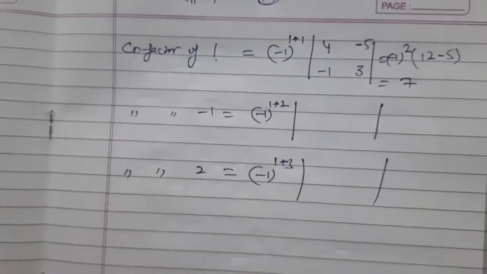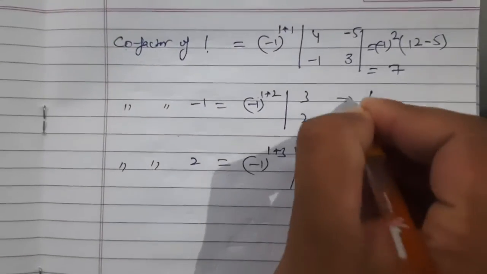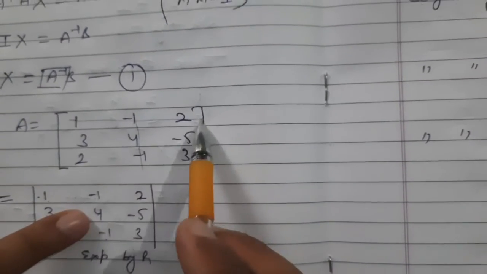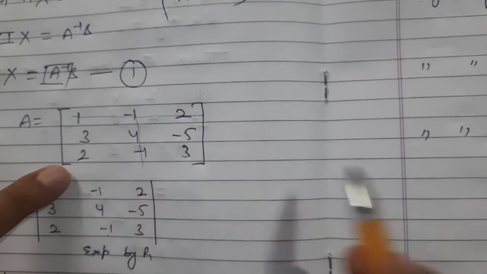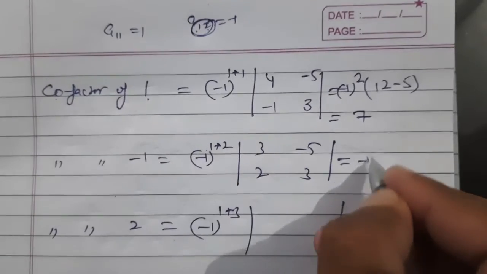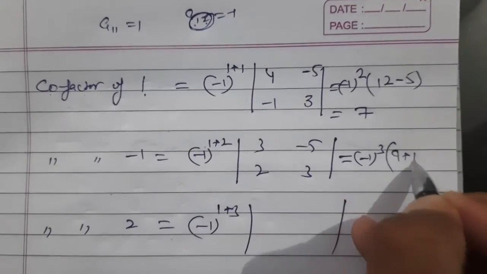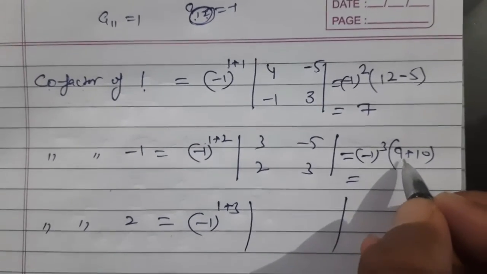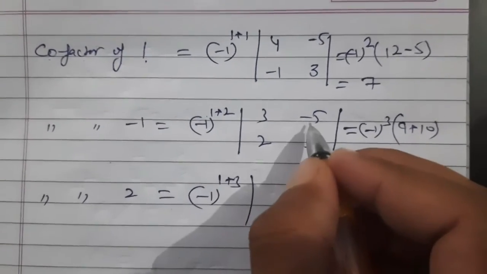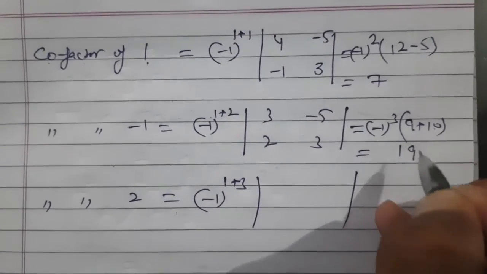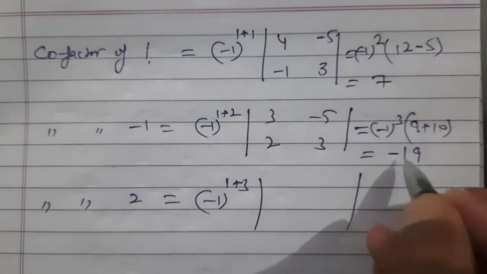In the same way, we write here 3, 2, minus 5, 3. You can see minus 1 is in column 2 and row 1. So we'll leave it, and the remaining elements 3, 2, minus 5, 3, I write in this determinant. Minus 1 raised to power 3, and 3 times 3 is 9, plus 5 times 2 is 10, minus minus is plus. Here it's plus because one minus is of the formula and the other minus is from the calculation, so minus minus becomes plus. So 10 plus 9 is 19, and minus 1 cubed gives us the negative.